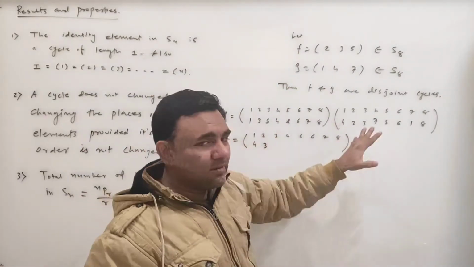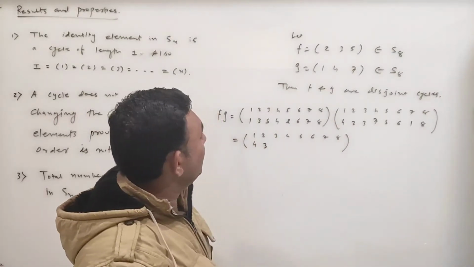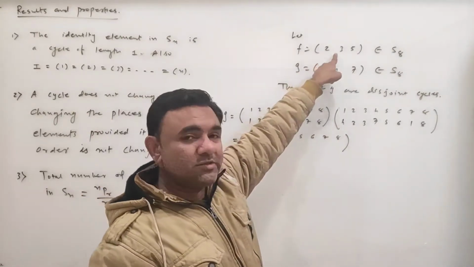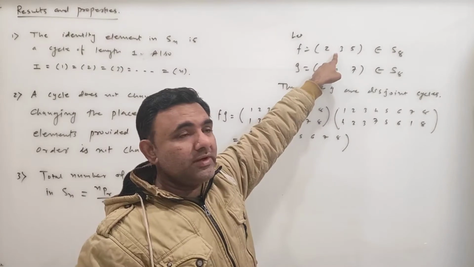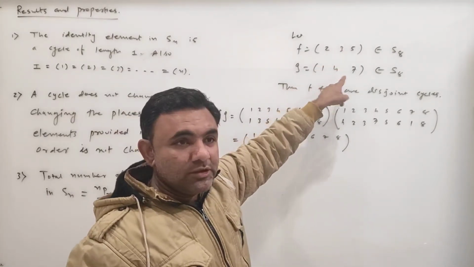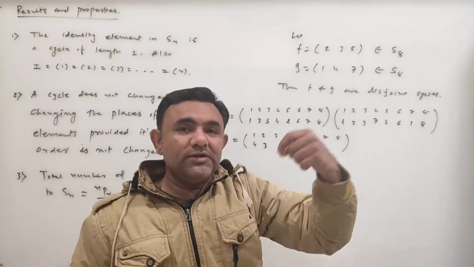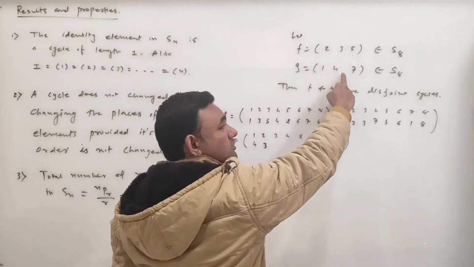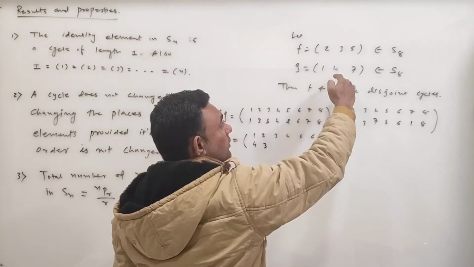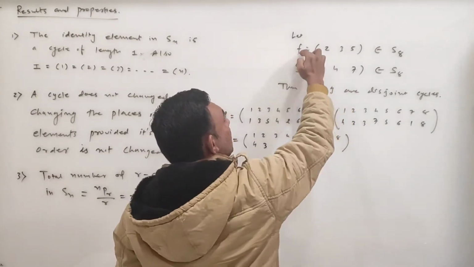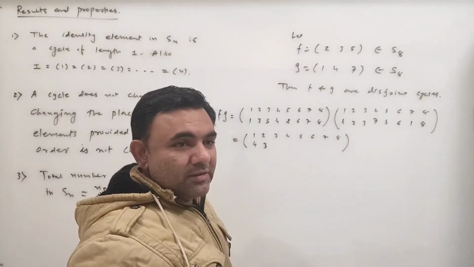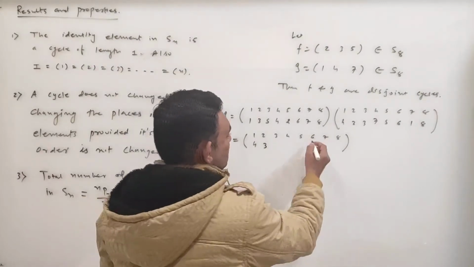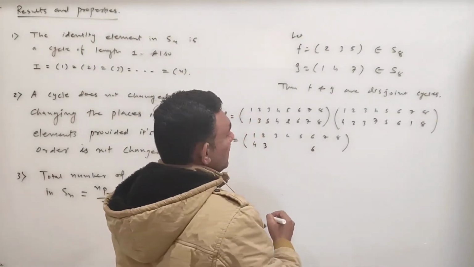We can find from here, but let us find in this way. 6 does not change by F, it is invariant, and 6 does not change by G, so 6 will not be changed by F and G both, right. Here 6 goes to 6 and here also 6 goes to 6. So if you go from F to G or G to F, in both cases 6 goes to 6, right.